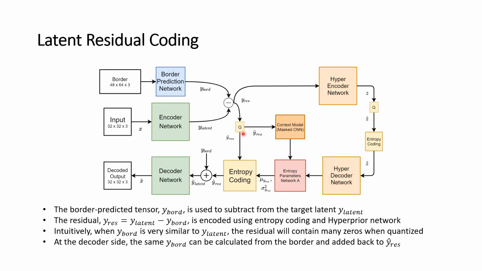The reason we do this is because we want to remove information which can be predicted from the border and remove it from the target latent. And intuitively, when y-border is very similar to y-latent, the residual will contain many zeros when quantized, which will reduce the bitrate. And at the decoder side, the same y-border can be calculated from the decoded border and added back to the residual. The resulting tensor is then passed through the decoder network to get back to the decoded image.